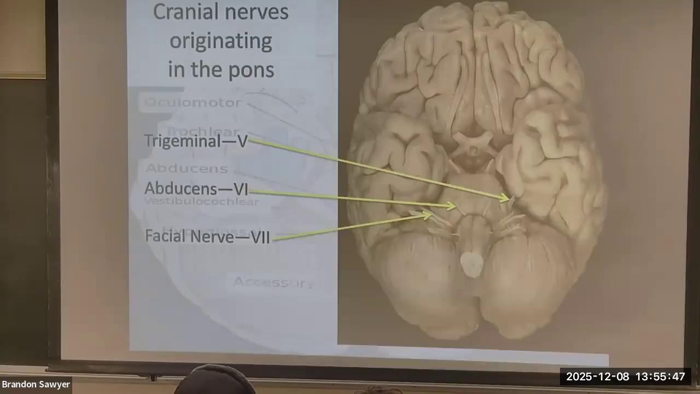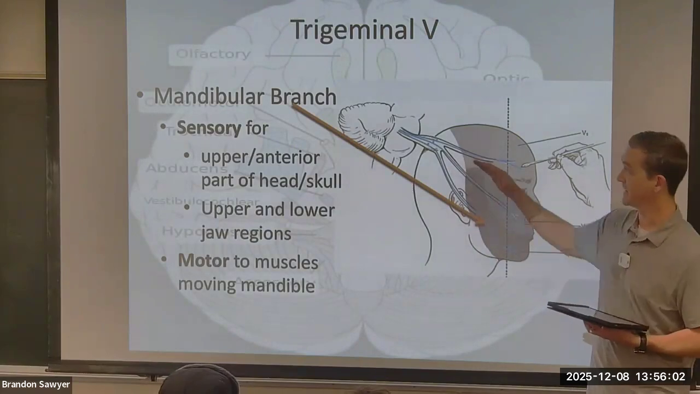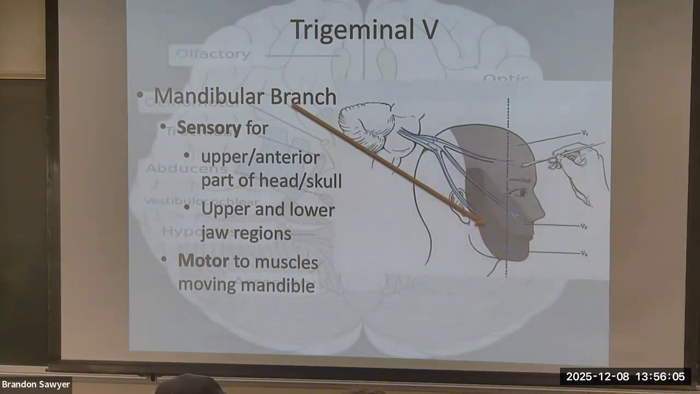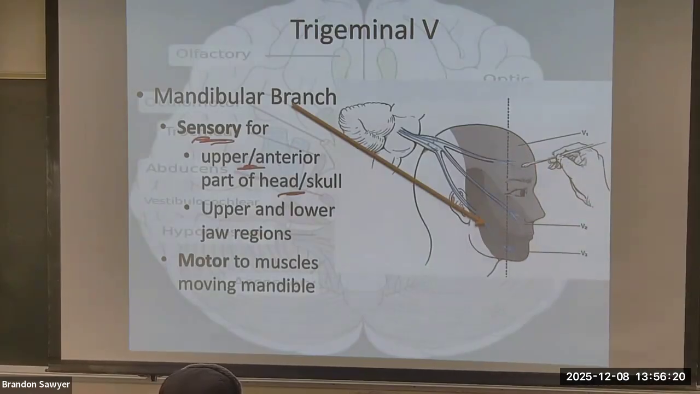Okay. All right. So then we got 3 coming from the pons next. So those were the 4 from the cerebrum. Now we got 3 coming from the pons. First one is number 5, which is the trigeminal nerve. Okay. Trigeminal because it has 3 branches, okay. And so it provides sensory innervation to the upper anterior part of the head and the skull, and then the upper and lower jaw regions as well. So kind of all of this sensory information here, okay? And then motor for our muscles that move our jaw, move our mandible, right? Open and close our mouth. Okay, and you guys saw the trigeminal nerve in the sheep brain as well, right?